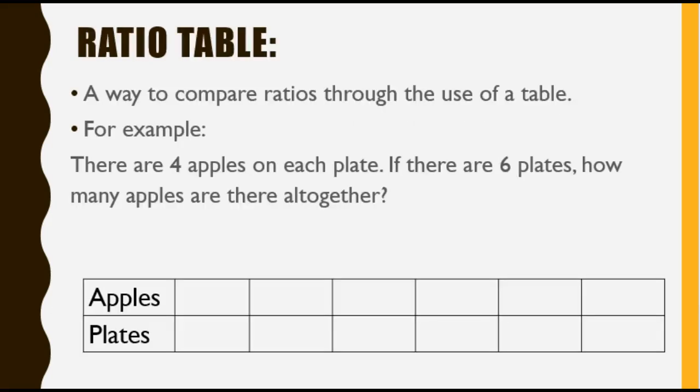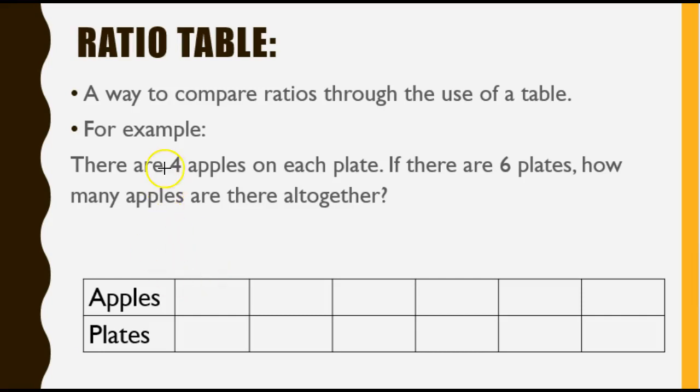So let's start with a ratio table first. A way to compare ratios through the use of a table. Ratio tables should be reviewed for you because we have been doing these in the previous lessons. So let's look at the example. There are 4 apples on each plate. If there are 6 plates, how many apples are there altogether?